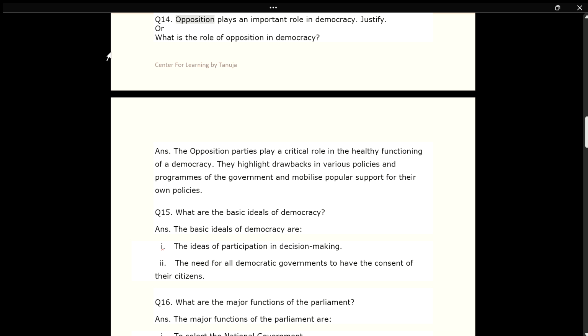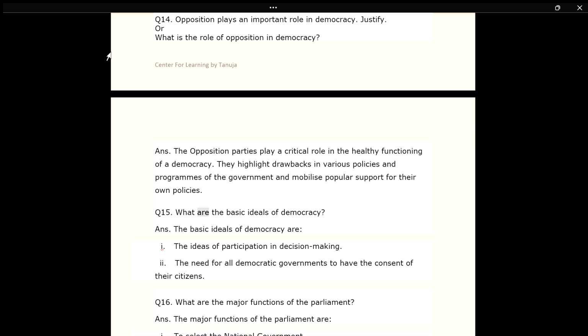Q14. Opposition plays an important role in democracy. Justify. Or, what is the role of opposition in democracy? Ans. The opposition parties play a critical role in the healthy functioning of a democracy. They highlight drawbacks in various policies and programs of the government and mobilize popular support for their own policies.